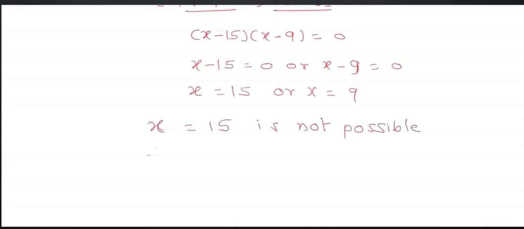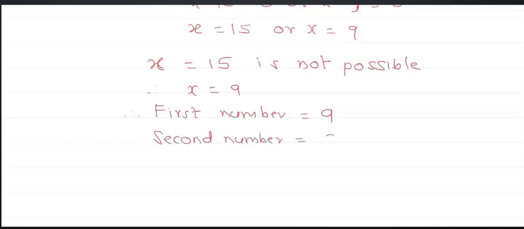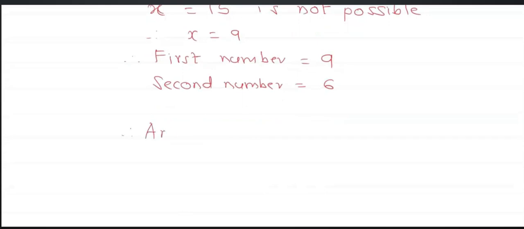x equal to 15 is not possible. Therefore, x equals 9. Therefore, the first number is 9, the second number is 6.